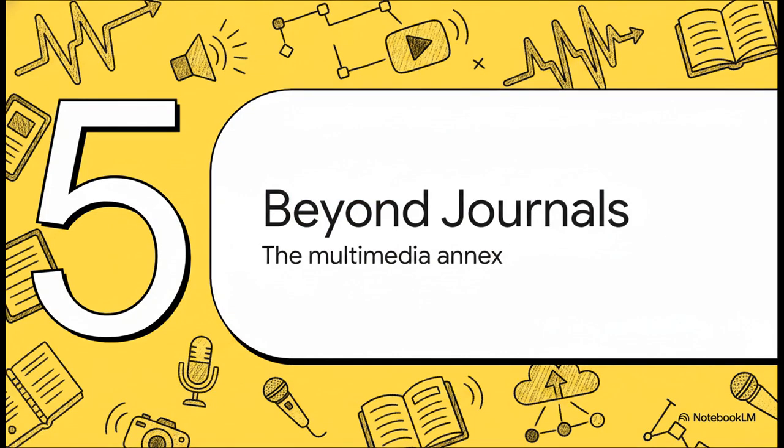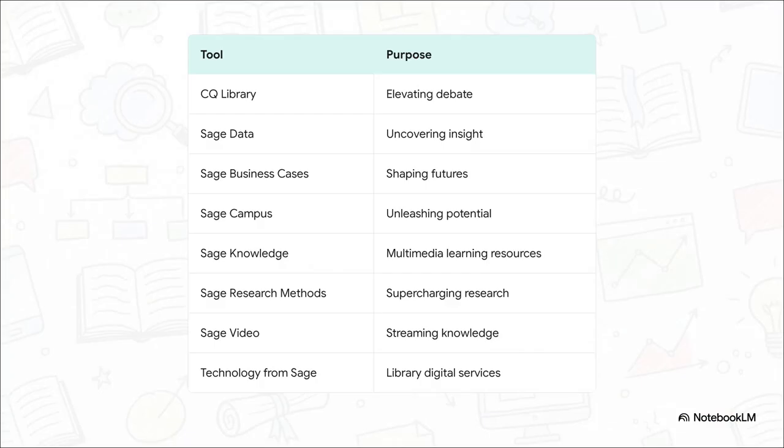Finally, we arrive at Section 5, Beyond Traditional Journals. Let's explore the multimedia annex of this ecosystem. Let's move forward and see how this builds a really complete picture of modern learning. Because traditional text, that's just the beginning. Sage has expanded its ecosystem into this comprehensive suite of digital tools designed for all sorts of different research styles.